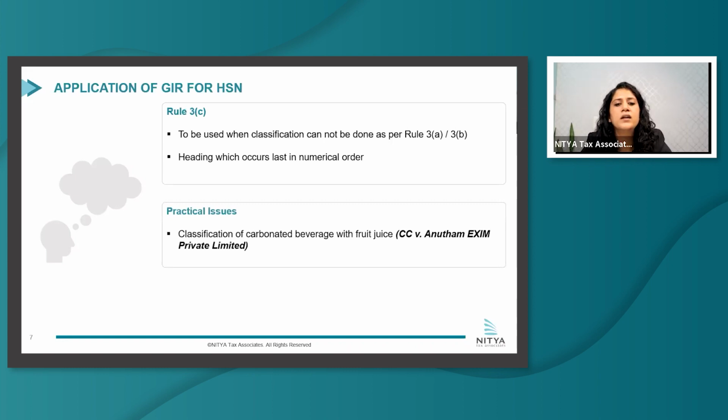The court was dealing, in the case of Anutham Exim Private Limited, with the classification of a carbonated beverage which had fruit juice in it. The court arrived at the conclusion that in this particular beverage, carbonation as well as fruit juice are equally important. You cannot say that carbonation is providing the essential character, nor that the fruit juice is. So the court held that since both are equal in weight and equally applicable, this product has to be classified under the heading that occurs last in numerical order.